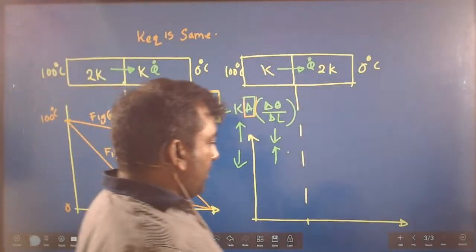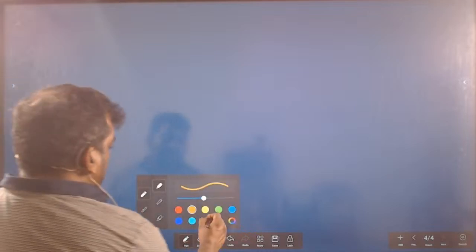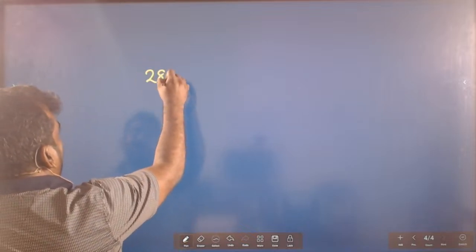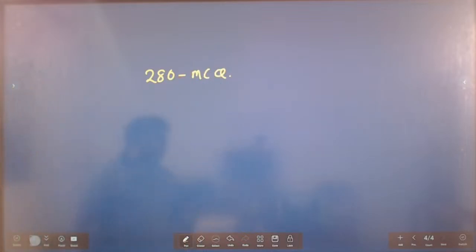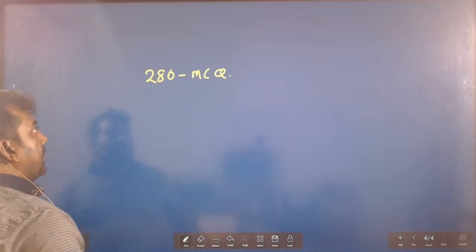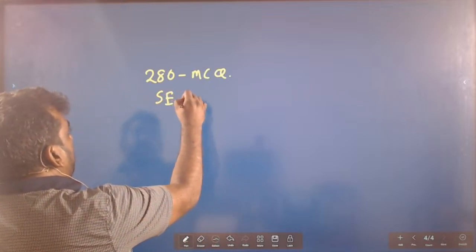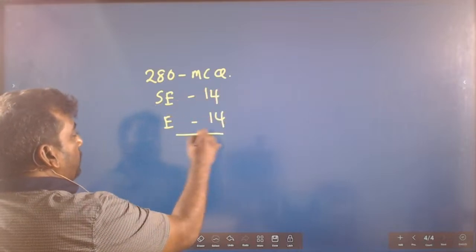So far what we have done? Week number 5, day number 2. So 4 weeks done: 240, 260, 280. 280 MCQs done. What else? Structured essay 14. Essay 14. And you can see the experience.